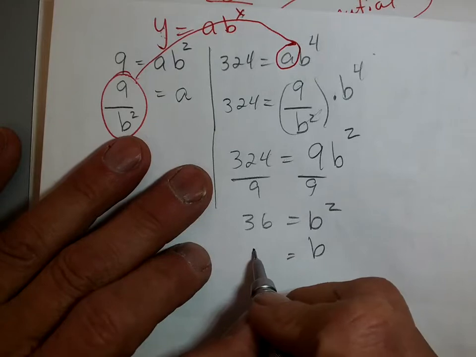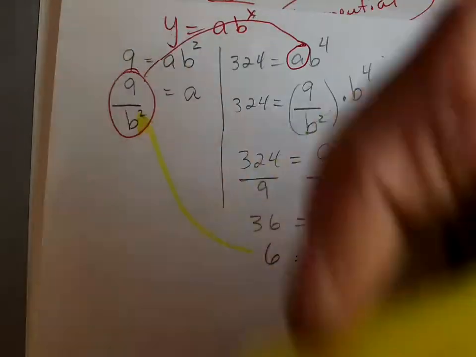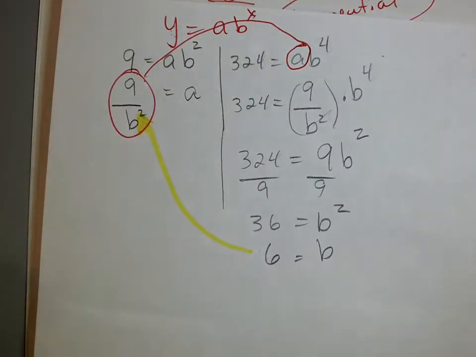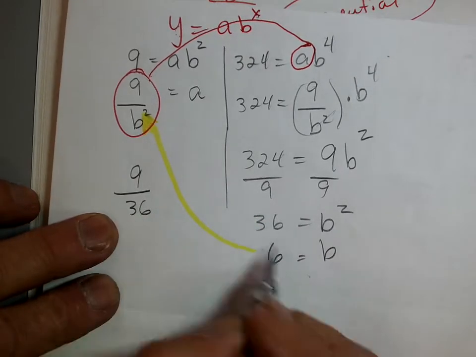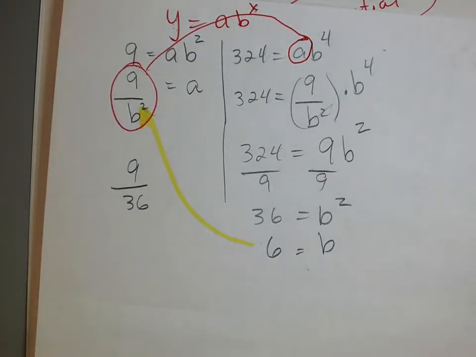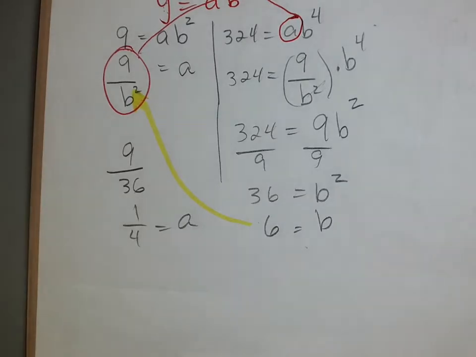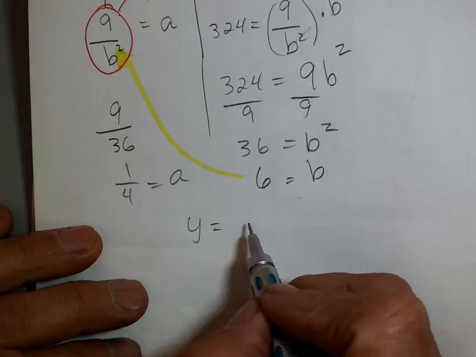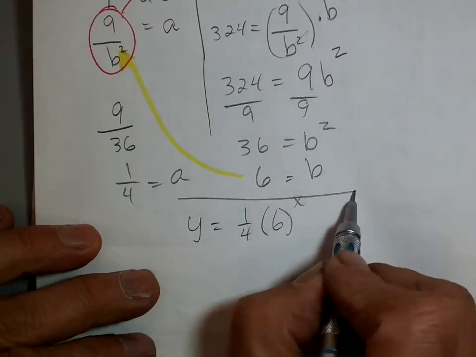Okay, good. Now, to get a, substitute again. Take the 6 and plug it in for b, right? So I'm going to have 9 over 6 squared, which is 9 over 36, which reduces to 1/4, which is a. Okay, now my answer, I know a and I know b, right? So let's rewrite this. I got y equals, a is 1/4, b is 6 to the x power.